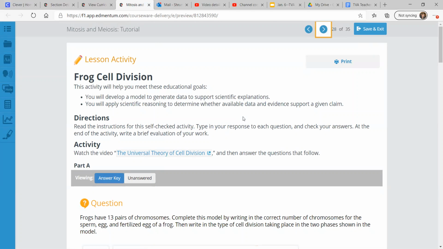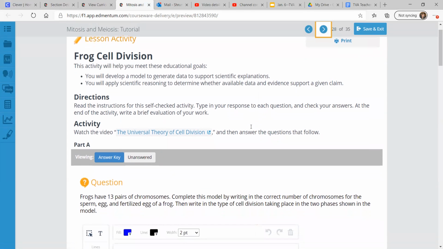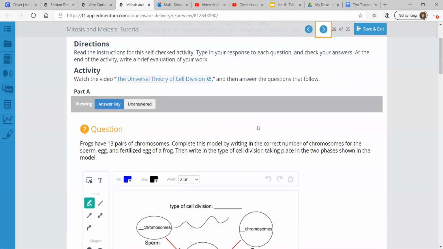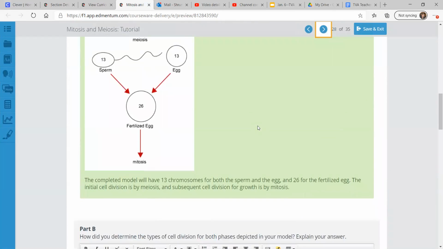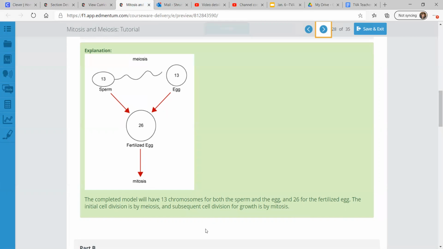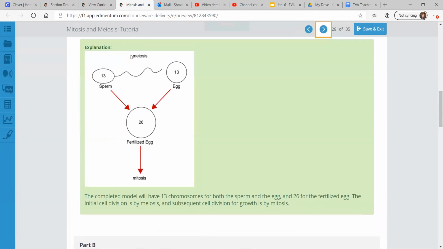That brings you to a frog cell division video. I'll upload this somewhere else in Canvas because I can't show it here right now. And then there are questions to follow. And here's the explanation. See how the chromosomes from a sperm and egg are added together in a fertilized egg. For meiosis, and then it goes on to mitosis.